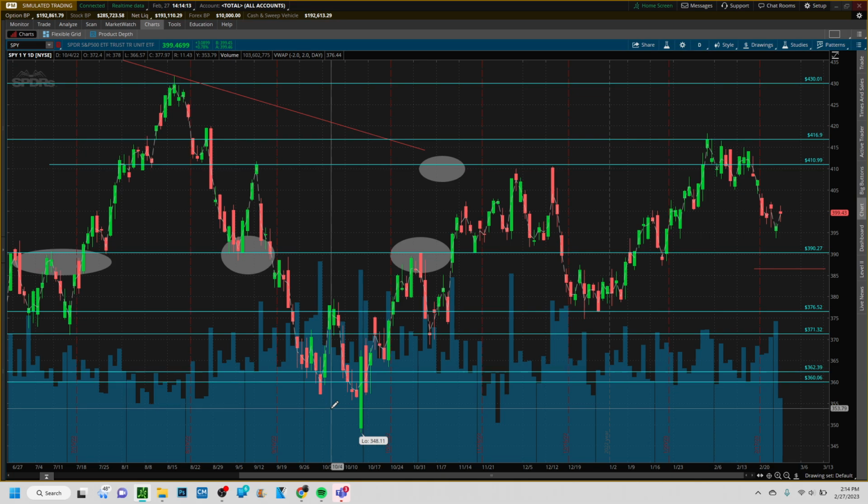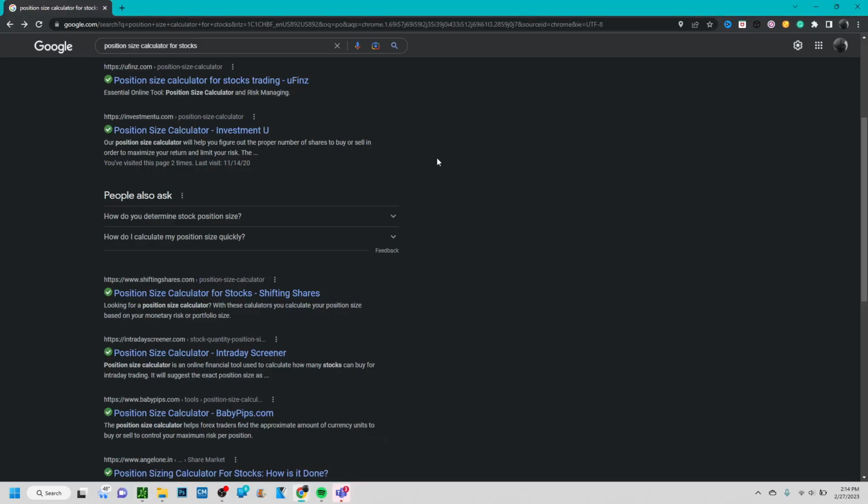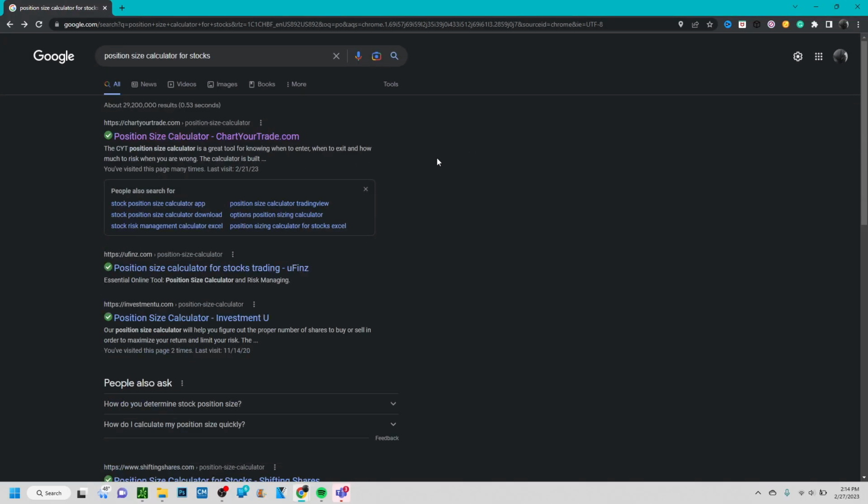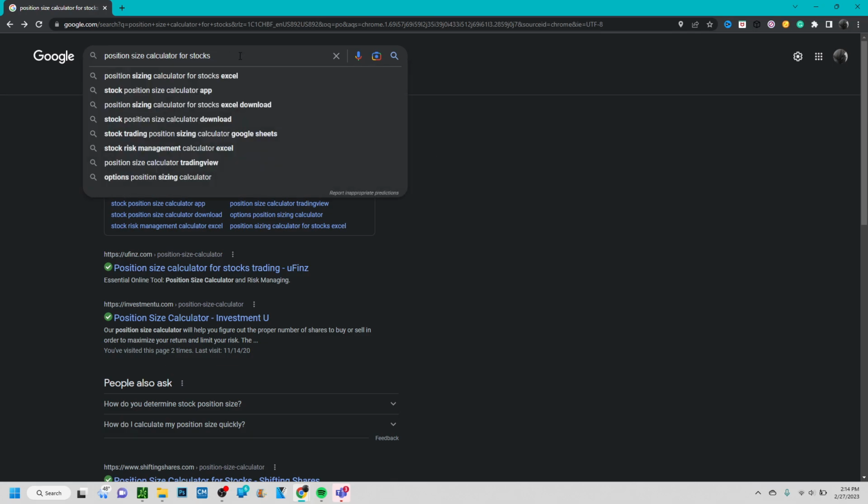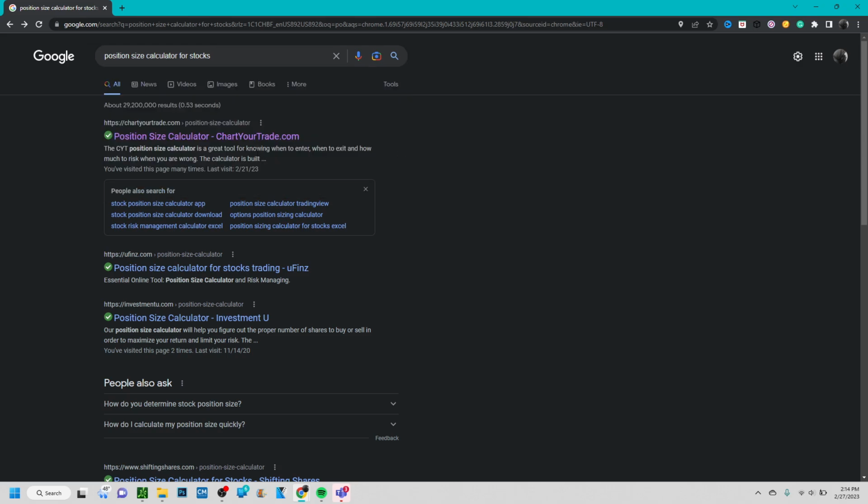So after we have everything like that, we want to position size into our trade. And how do you do that? What you're going to do is use a simple calculator. This is what we do. You can simply just go to Google. I typed it in already. They have position size calculators for stocks. If you're trading anything else, if you want to trade Forex, crypto, they have position size calculators for that as well. But just click on this.